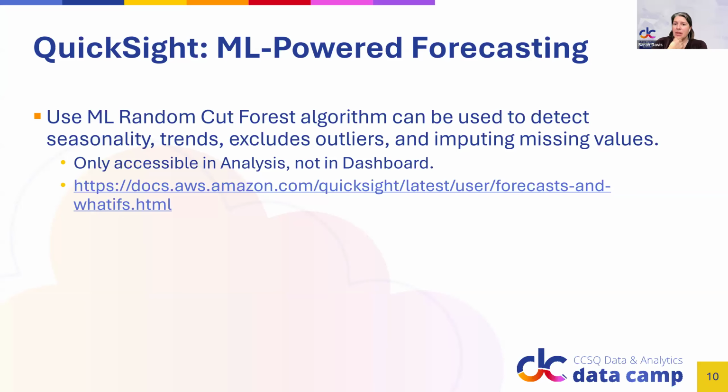It does have the ability to detect seasonality changes, or at least you can tell it there are seasonality changes. It'll find trends, and it can impute missing data values. So again, this is only available in analysis, so your end users of the dashboard won't be able to see it. And here's the link to the Amazon documentation on forecasting. So I'm going to ask to share again.